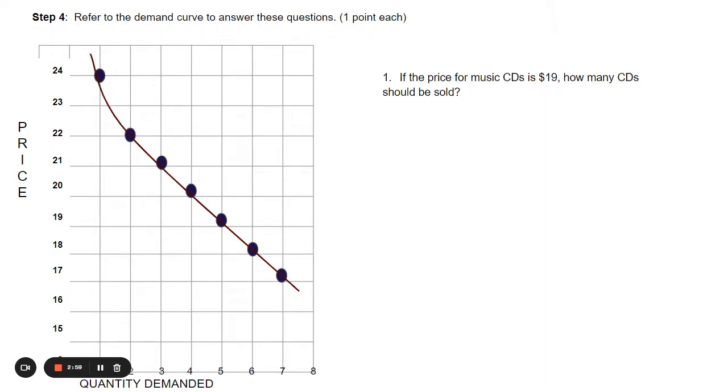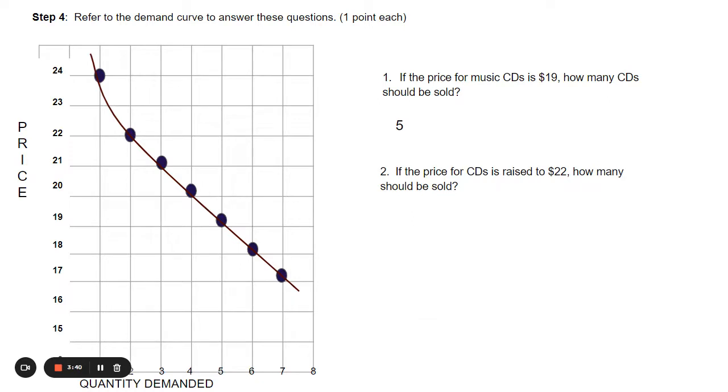In step 4, we need to refer to the questions in step 4. If you have noticed, I've been using different numbers, because obviously you need to do the assignment on your own. If the price for music CDs is $19, how many CDs should be sold at $19? We find 19 on our price axis and go over and see where it intersects, and it comes down to a quantity demanded of 5.